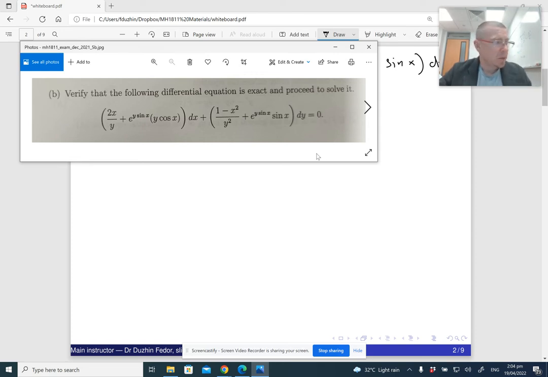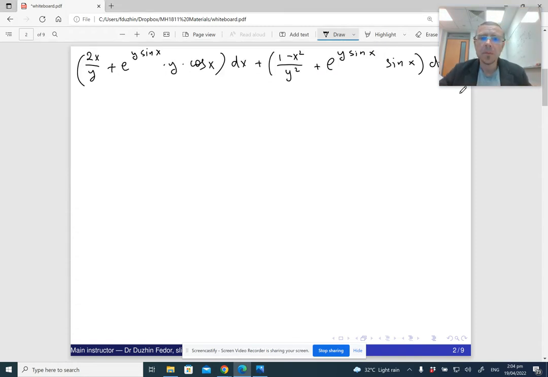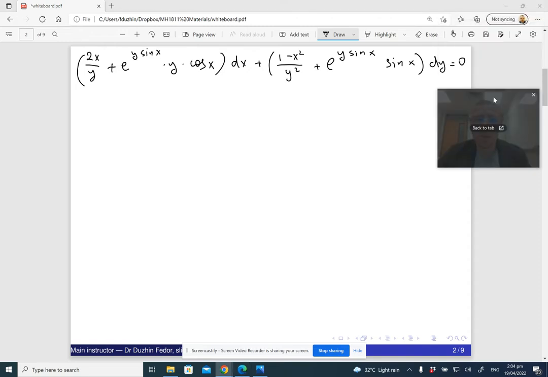Okay, in question 5, part B, we're supposed to verify that this differential equation is exact, and then we need to solve this differential equation, right? So, okay, let me do that. So how do I verify that this differential equation is exact?